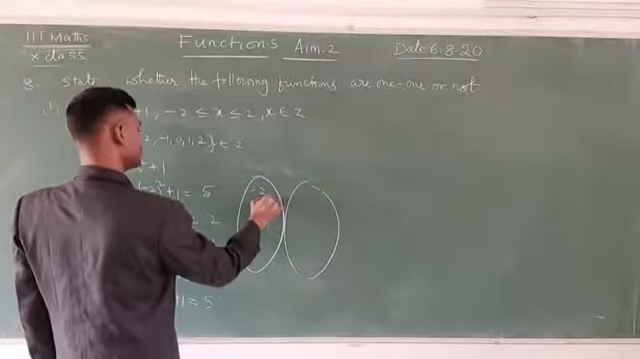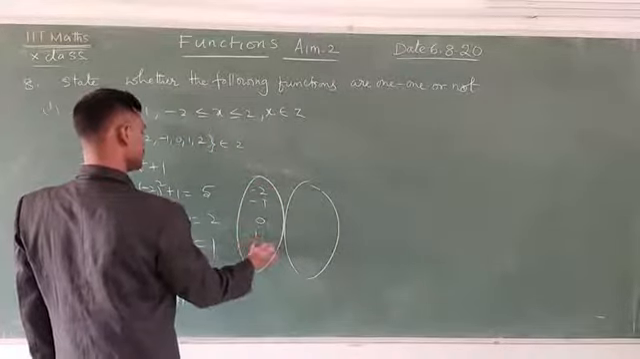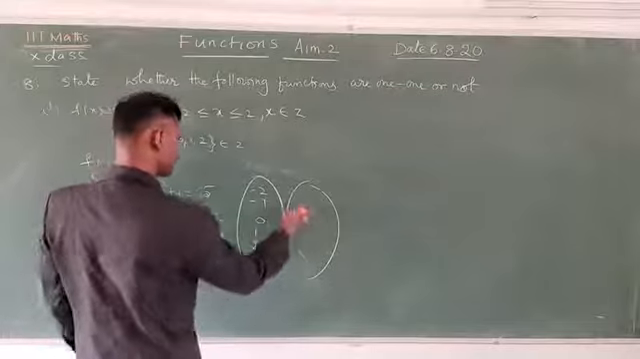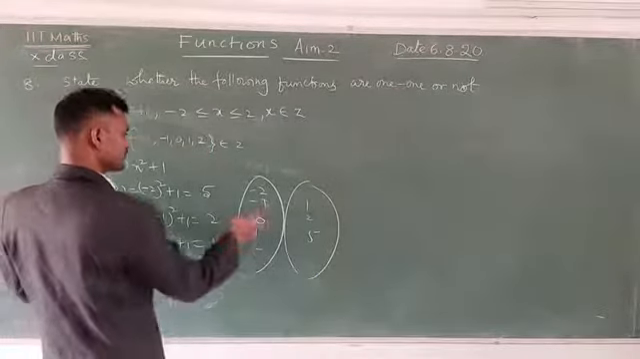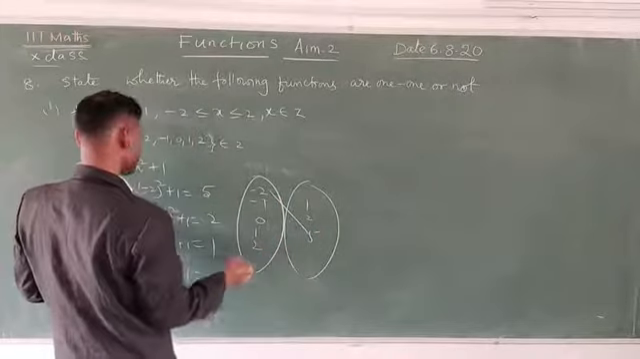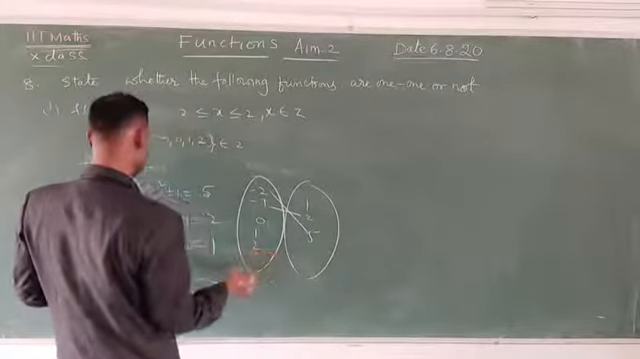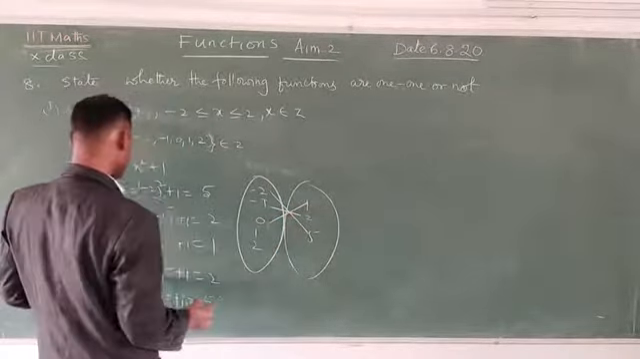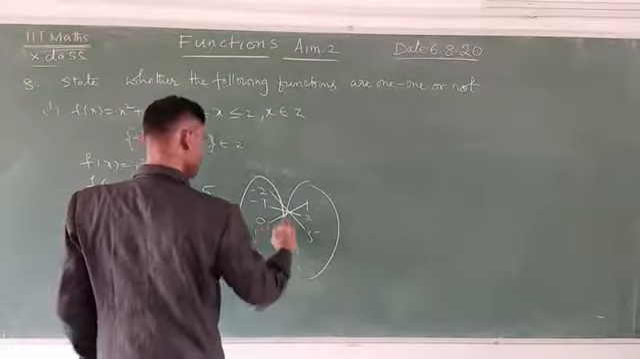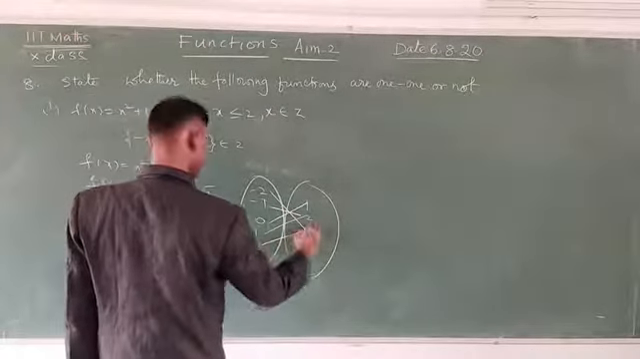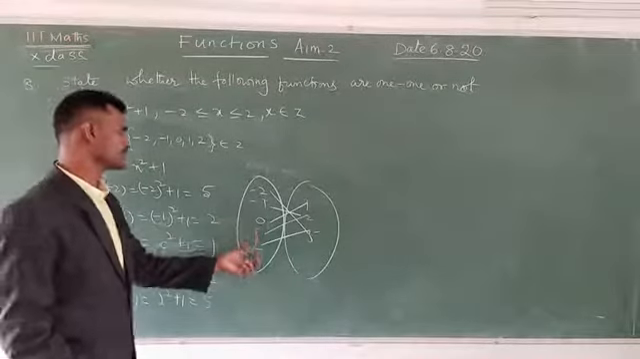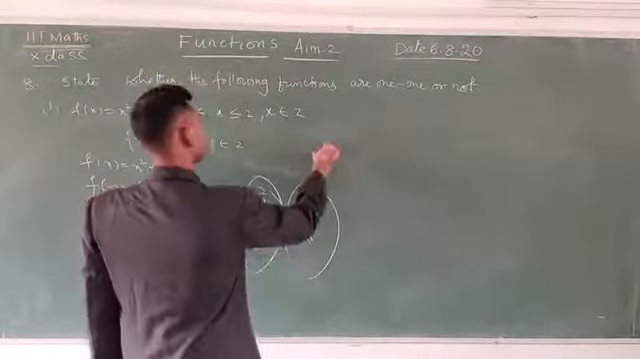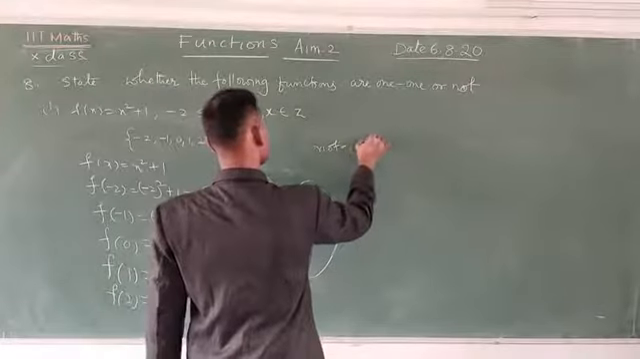Minus 2, minus 1, 0, 1, 2. Here this one is 5, 2, 1, 2, 5. Here minus 2 is mapping to 5 and minus 1 is mapping to 2 and 0 is mapping to 1 and plus 1 also is mapping to 2 and this is 5. That's why here each and every element has 2 images. That's why this given function is not a one-one function.